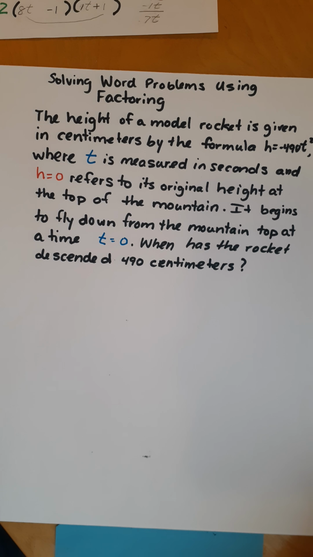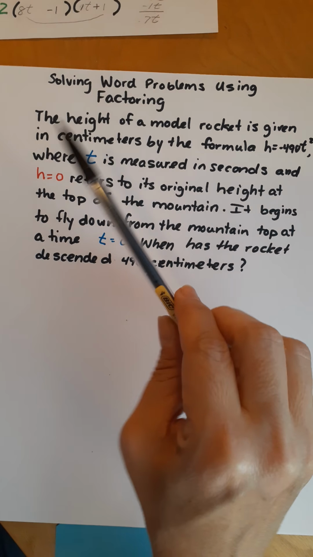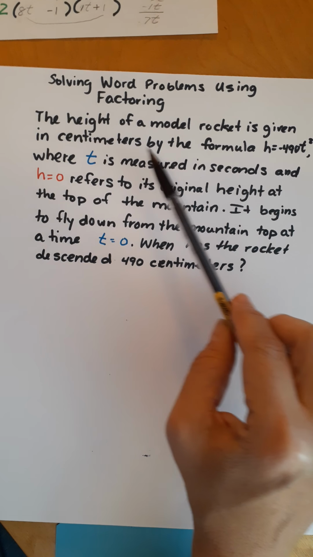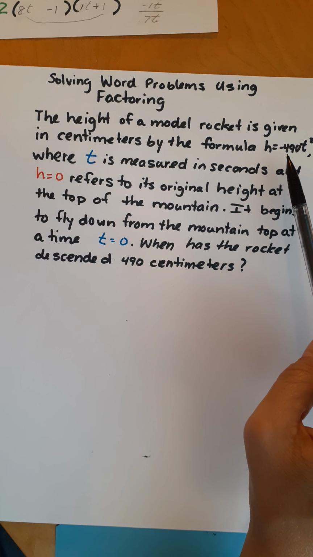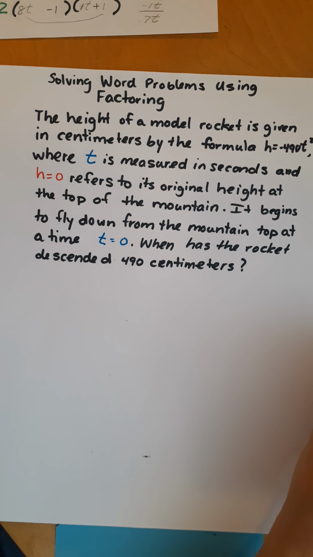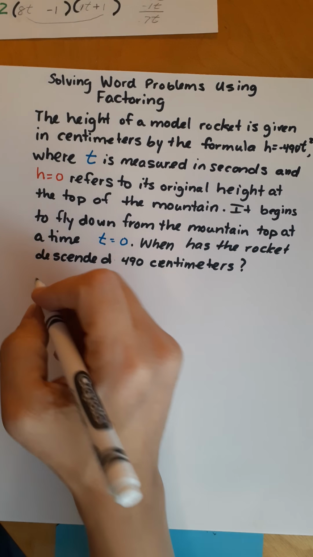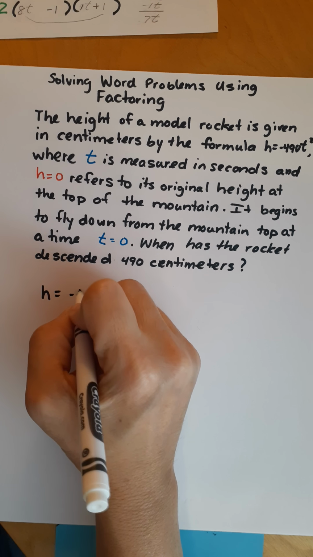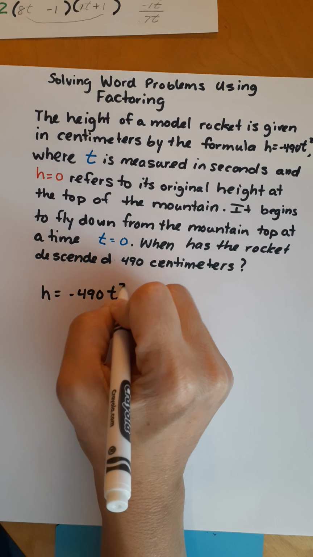Okay, so we're going to work on a word problem that uses factoring, and there's other ways that you could solve this, but we're going to go with the approach of factoring. So, the height of a model rocket is given in centimeters by the formula h equals negative 490 t squared. It's a little hard to see that. Let me write it here. H equals negative 490 t squared.